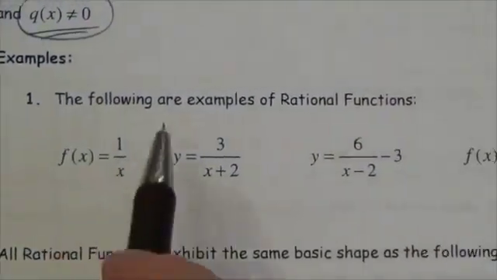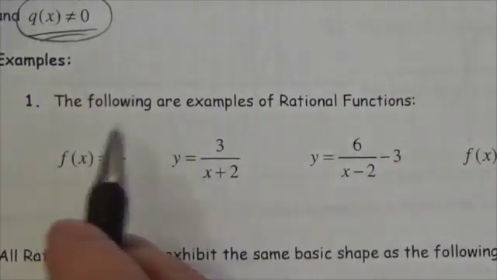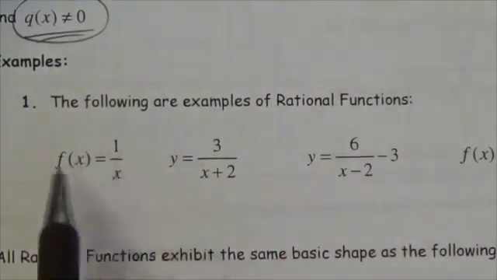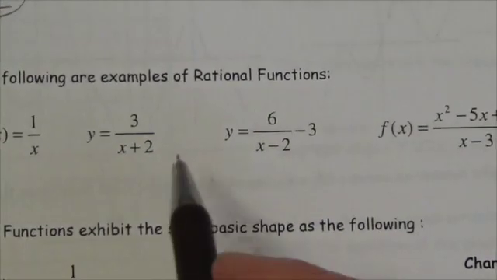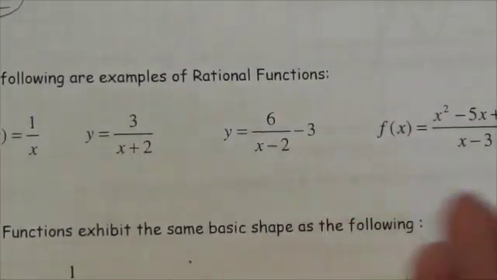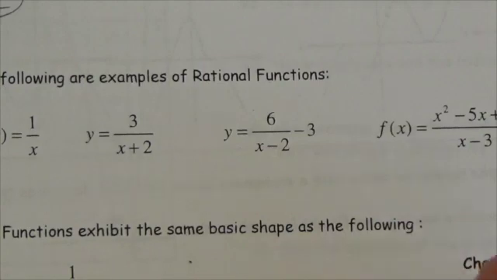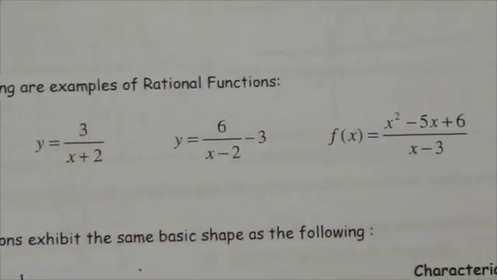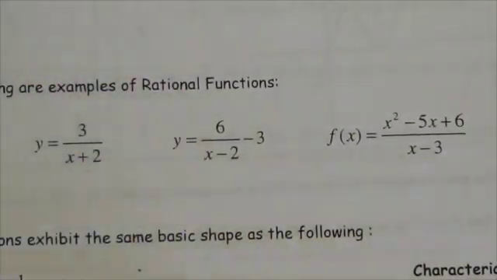So here we go. As an example, we're going to take a look at some examples of rational functions. One is 1 over x, 3 over x plus 2. As long as you've got x basically in the denominator, we call it a rational function, because functions are defined in terms of where the variable shows up.